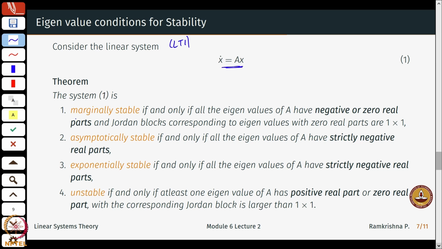So the system 1 is marginally stable if and only if, right, so it works both ways, all eigenvalues of A have negative or 0 real parts. So this has very much to do with the poles. If the poles are here, the eigenvalues are here, here and here, this is all stable. Okay. And not only this, this 0 real part comes with one more condition, that all Jordan blocks corresponding to the eigenvalues with 0 real parts are 1 cross 1.